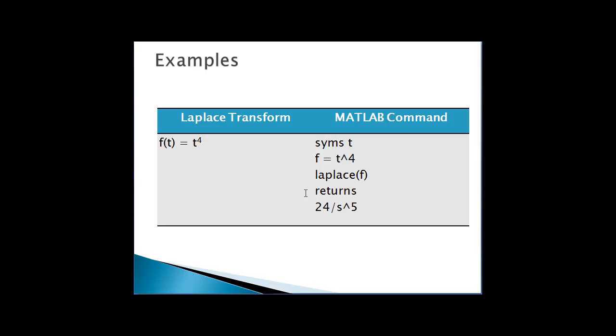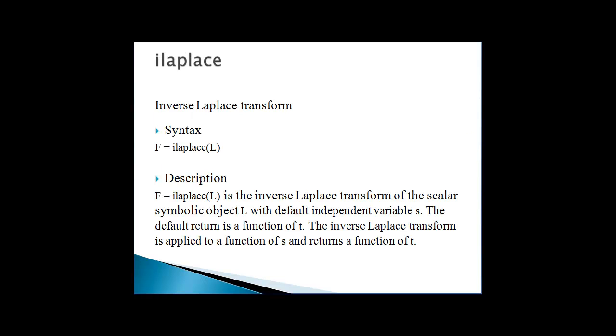Here is an example for the Laplace transform. My function is t to the power 4. I have to convert it in the s domain. For that, I will use a program. First of all, I will define the time variable t using syms t, function f equal to t to the power 4, laplace of f, and then this is my output. This is my program and this is my output in the s domain.